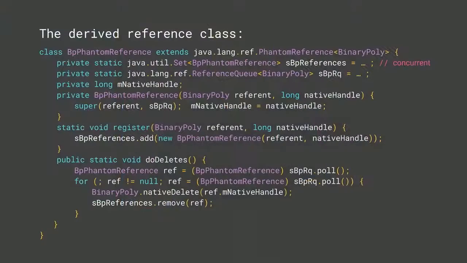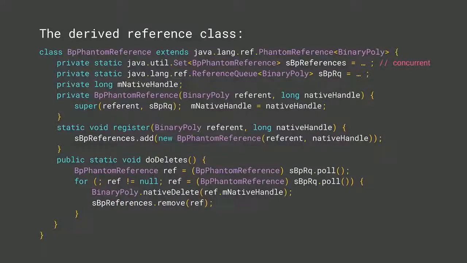And then I also remember the native handle so I can actually invoke the deallocation function when it's time. So what happens when I register one of these things? I register a Java object and the corresponding native handle. I create a new BP phantom reference, and I add it to my set here just to make sure that it doesn't go away. And this is sort of part of the ugliness of the scheme, unfortunately, that we're trying to address.